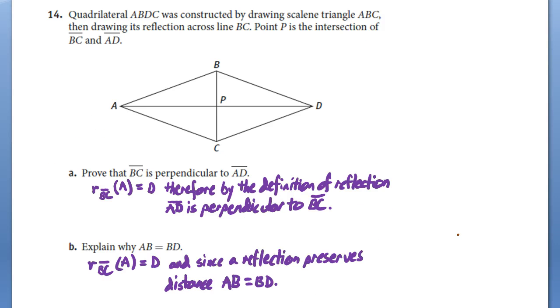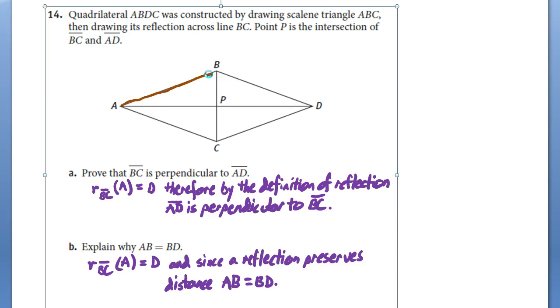Number 14, quadrilateral ABDC was constructed by drawing scalene triangle ABC. Okay, so here is triangle ABC. I'm going to highlight it in brown. Imagine that this triangle existed first, and that what happened was it was reflected across line BC. So here's line BC. If we reflect the brown triangle across the line, it would end up landing here. And that's where the quadrilateral came from.